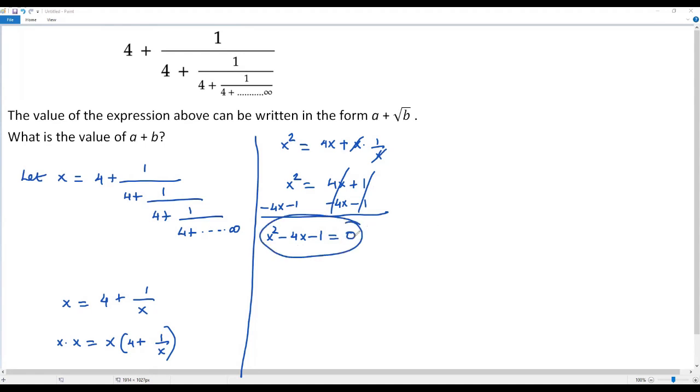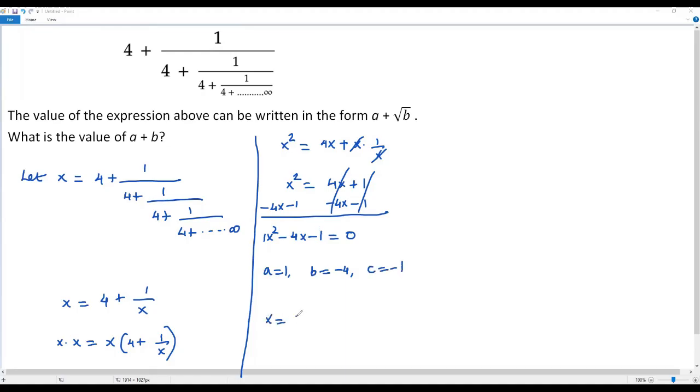I don't think this quadratic equation can be solved by factoring. So we have to use the quadratic formula to solve it. Let me consider the coefficient of x squared. Actually, we don't find any number in front of x squared. Let's assume there is 1. That's the value of a. Let's consider the coefficient of x, that is negative 4. That's the value of b. And consider the constant term, negative 1. That's the value of c.